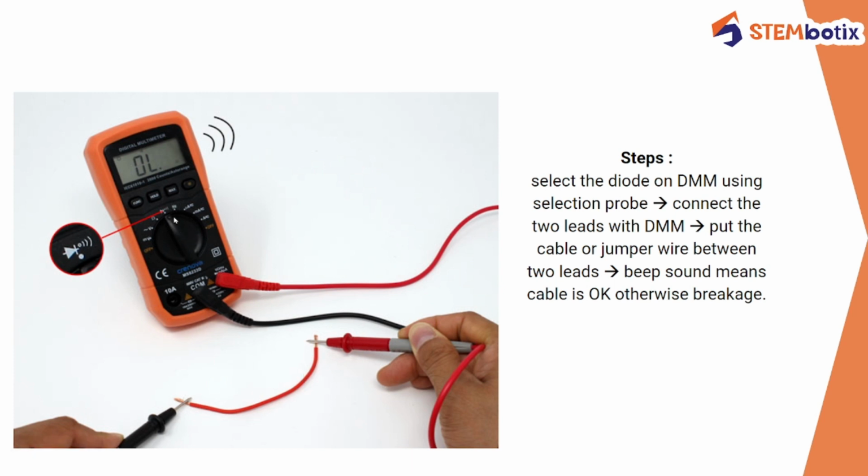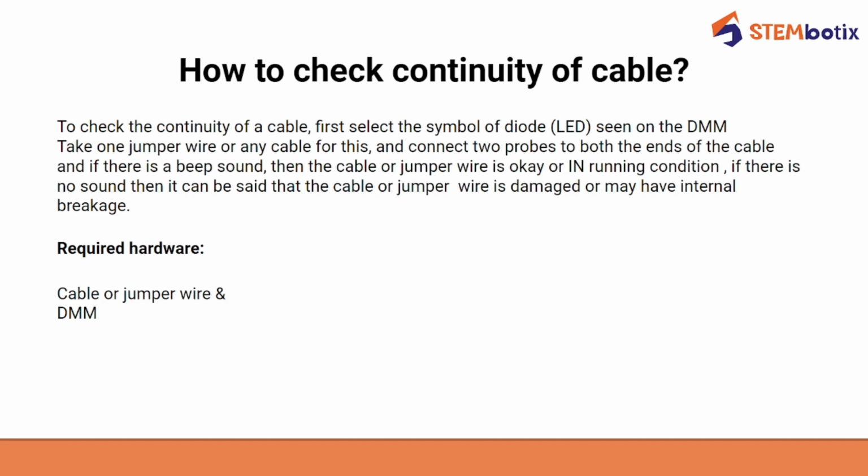Now what you will do is change this selection range area to a portion or panel where LED is drawn. This is the area for checking a cable. And if you are getting a beep noise or beep sound from digital multimeter, then you can say your wire is okay, otherwise it is not.